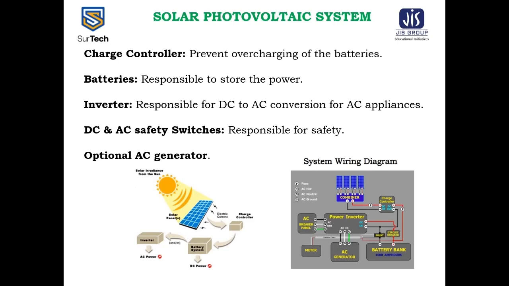This is the system wiring diagram of the photovoltaic system. The photovoltaic cells are made into a panel, and the panels are connected to the combiner, which is connected to the charge controller. The charge controller is connected to the battery bank, then to the power inverter, and then to the AC/DC switches and meters and the AC generators.